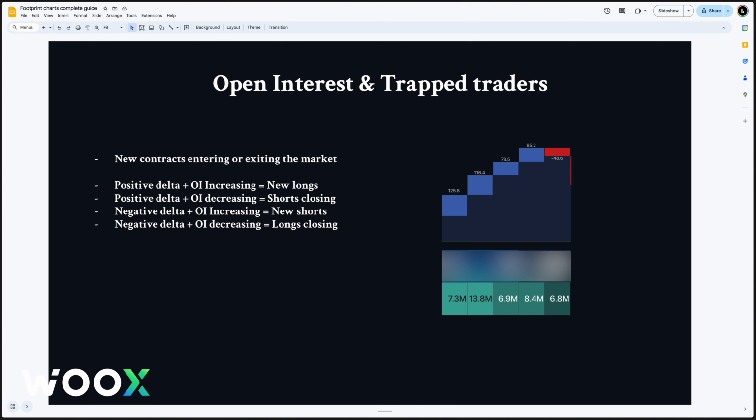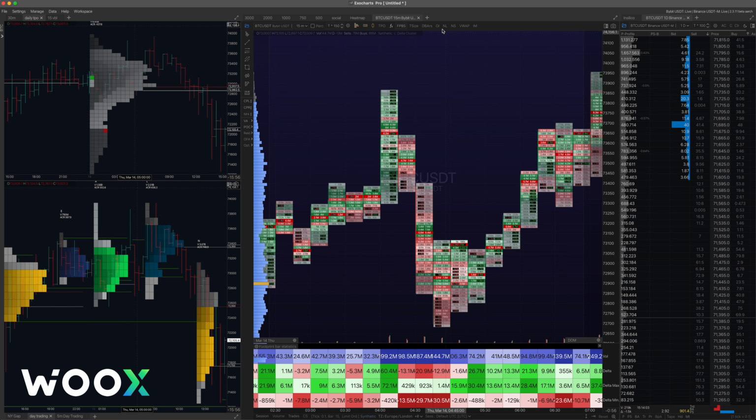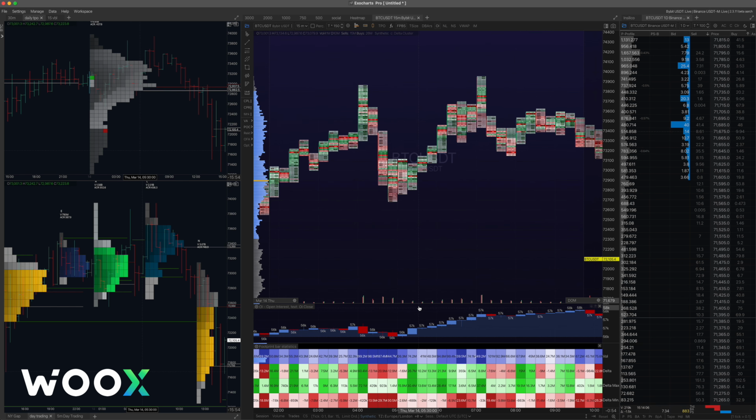Open interest. You have to look at open interest in comparison with trapped traders, for example, open interest and trapped traders. So open interest is new contracts entering or exiting the market. If we just head over to the chart, open interest, and you can add it at the top here.